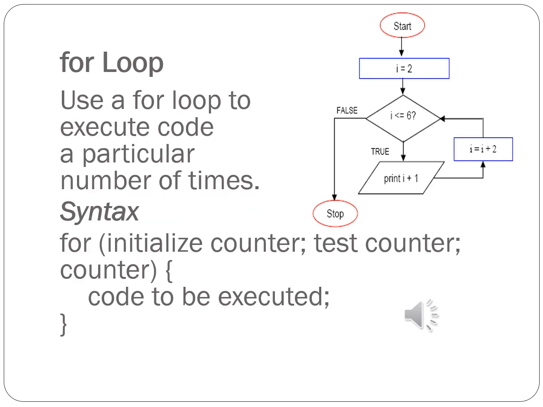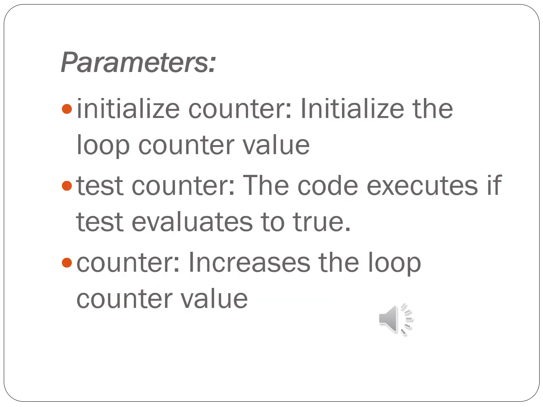The for loop checks a counter variable for a value and runs the code if the answer is true. Three parameters or statements are part of the for loop. The first statement initializes the counter, the number the counter starts at. The second tests the counter, executes the code if true. The third increases or decreases the counter value.